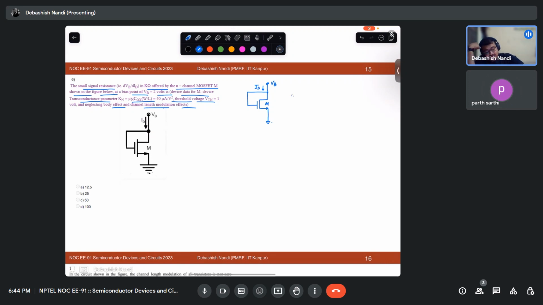What is this connection, by the way? This connection is called a diode connected MOSFET. Now, what is the special feature? It always remains in saturation. Can you please comment on this? Why have I written this?